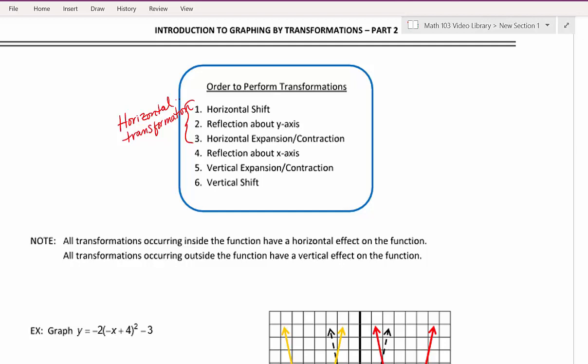So think about it. We're following order of operations here. With order of operations, you always start inside the parentheses or inside the absolute value, and that's just what we're doing here. So we're going to do the three horizontal transformations first, but you have to follow this order. Then we're going to move outside the function and do the three vertical transformations: reflection about the x-axis, a vertical expansion or contraction, and lastly, a vertical shift.